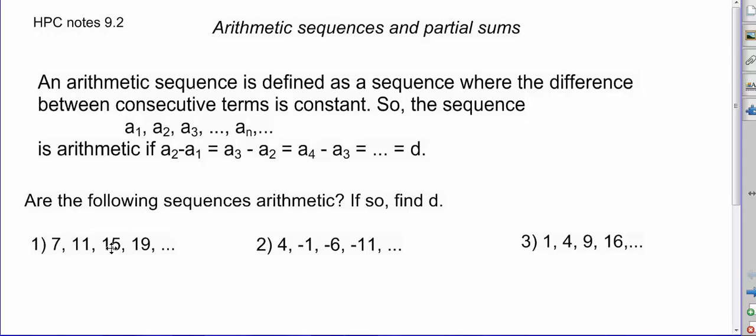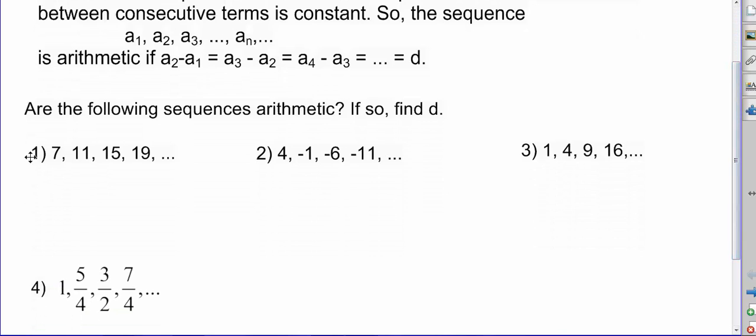So let's look at number 1, 7 to 11. Our change there is plus 4, 11 to 15, we're again going plus 4, 15 to 19, plus 4. So we would say yes, it's arithmetic, and the D value there is 4. Alright, so let's look at number 2. Again, we're looking for the pattern to see are we adding or subtracting the same thing, and in this case you can see we're going down 5 each time. So again, we would just say yes, and this time the difference is negative 5.